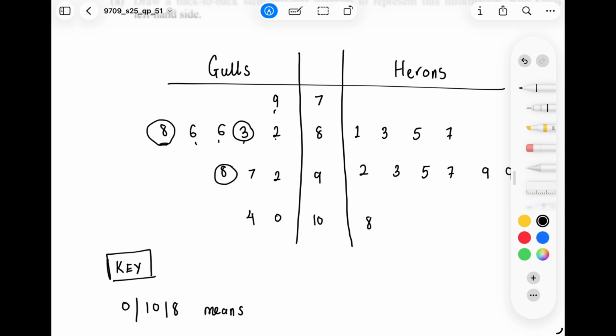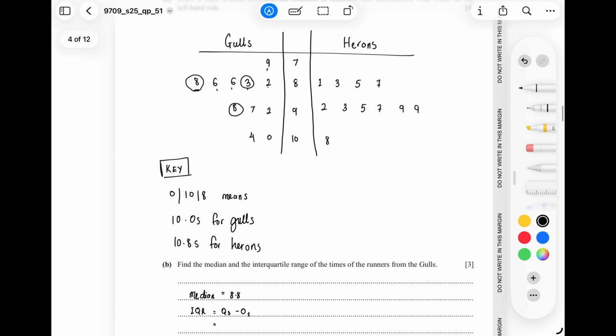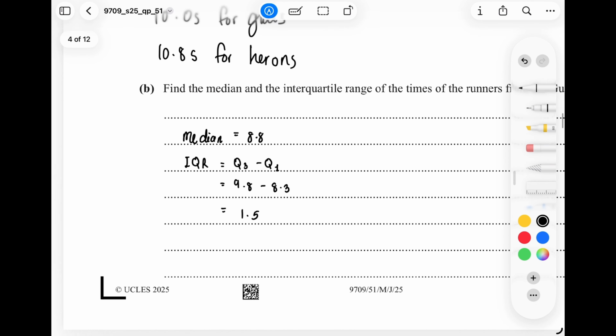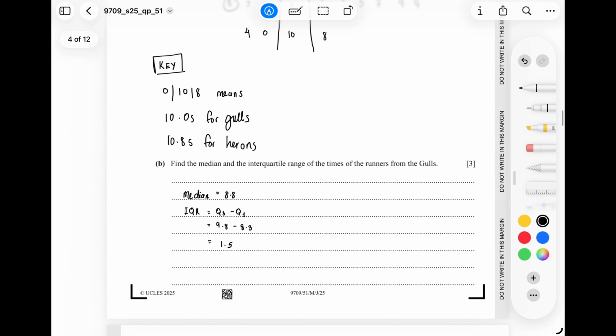Remember, we're going this way. That's the only place you can mess up. So this is 8.3 and 9.8. So Q3 is 9.8 and Q1 is 8.3. You subtract to get 1.5. So now you have your median and you have your interquartile range.